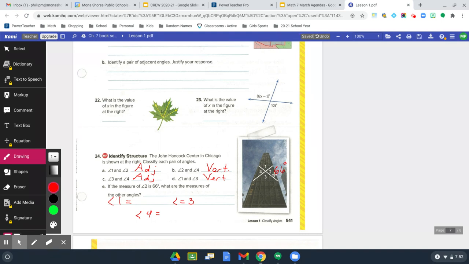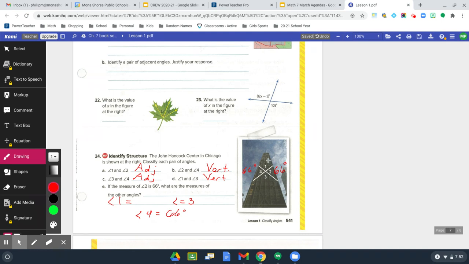Okay, well, if angle 2 is 66 and directly opposite is angle 4, and we know angle 2 and angle 4, based on letter B here, are vertical to each other. If these are vertical, remember they're the exact same degree measurement. So angle 4 is also 66 degrees. They're the exact same when they're vertical like that.